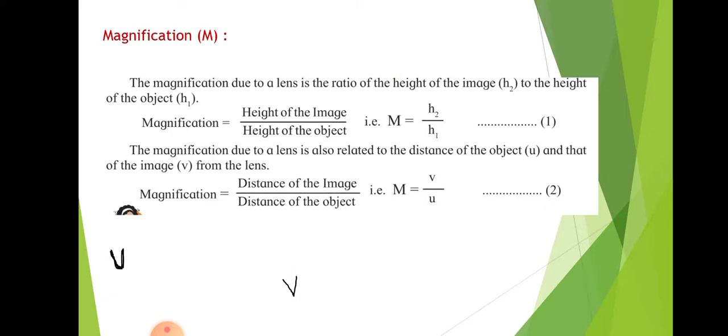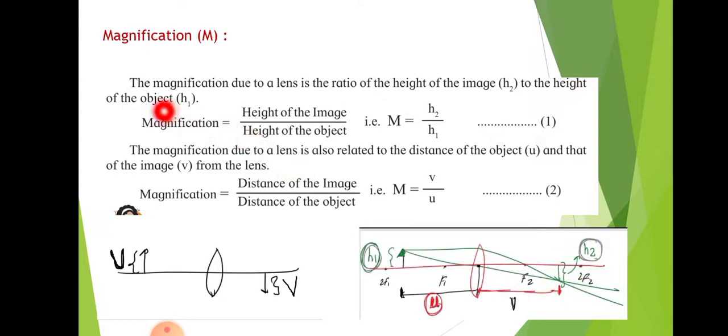Then the magnification. Magnification means zooming, so that is called magnification. The magnification due to a lens is the ratio of the height of the image, that is h2, to the height of the object. The image formed has height h2, and the height of the object is called h1. So magnification is equal to height of the image divided by height of the object, so h2 upon h1.